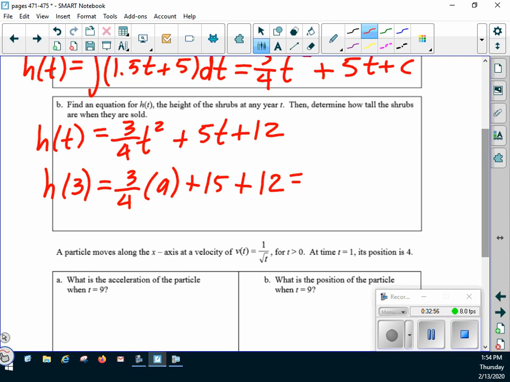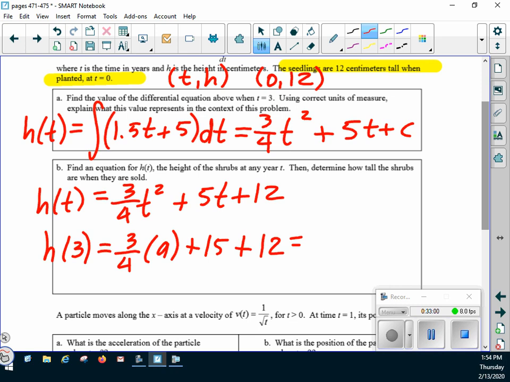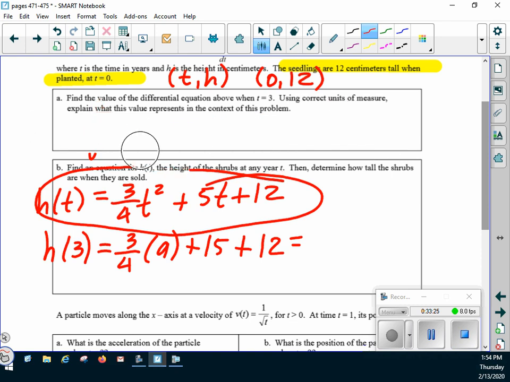Wait a minute. I did something wrong. This right here is the answer to part B. Look what part B is asking: find the equation for h of t. That's part B. I messed up. You see I messed up? Well, just don't have a stupid teacher.